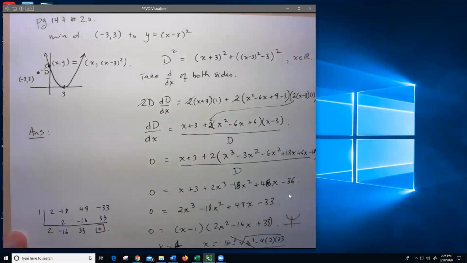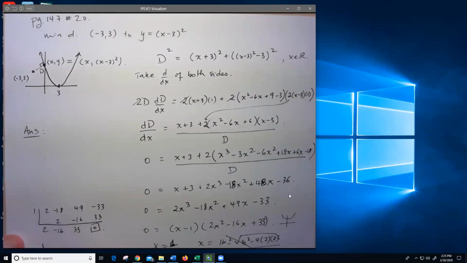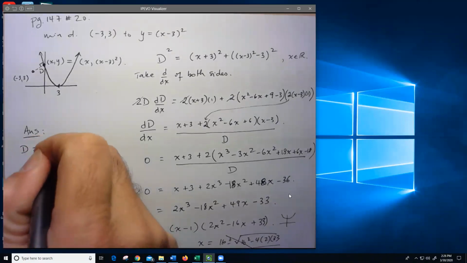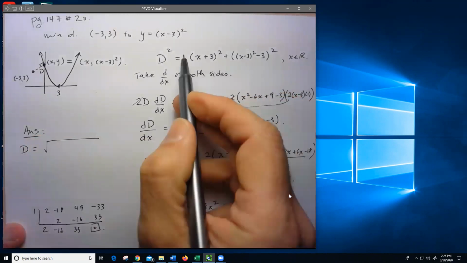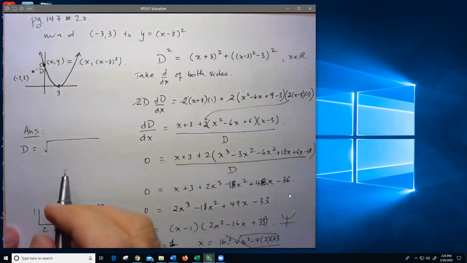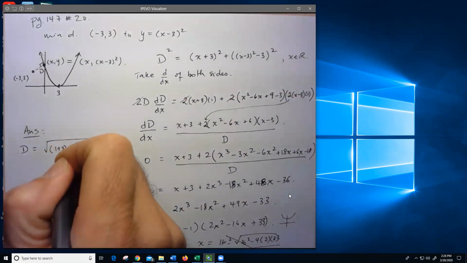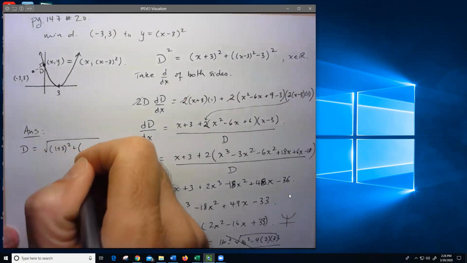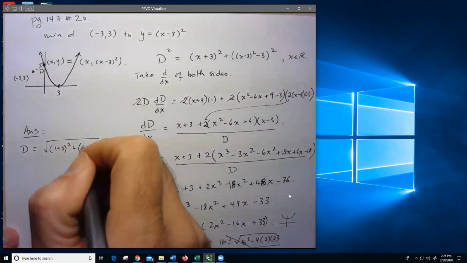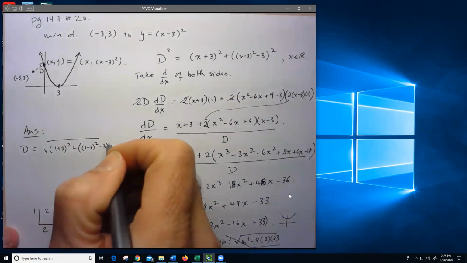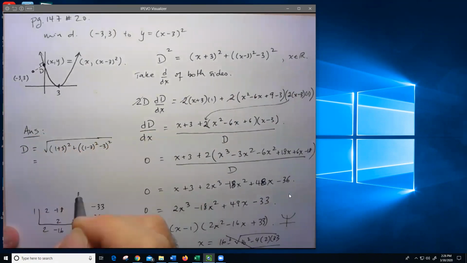Not necessarily the nicest thing if I was writing this out, but my distance is just given by the square root of, and I just have to input 1 into this equation. So what do we have? We have 1 plus 3 squared, plus 1 minus 3, all squared minus 3, all squared. Let's simplify this here.